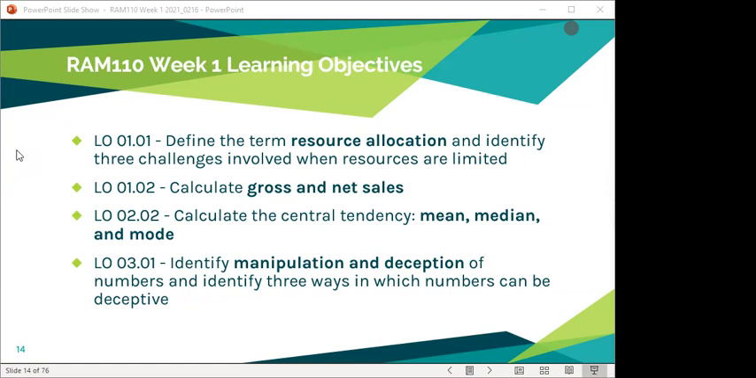So there are 4 learning objectives. It seems like a lot, and it is a lot, but we're going to create a foundation for the next 4 weeks. We've got to do it well.